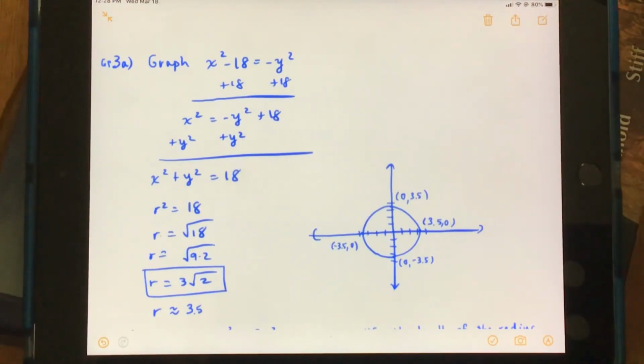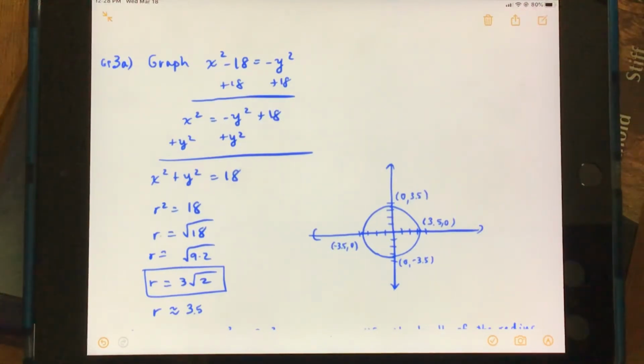We're going to round off to the nearest tenth when we are finding our square roots here, so that we know where to place the points on our coordinate plane. Also notice that I did write that radius in simplest radical form, and I boxed that up because technically that is my answer, but that really doesn't help me when I'm trying to figure out where to place the points on the circle. So that's why I then went ahead and figured out the square root of 18 as approximately 3.5.